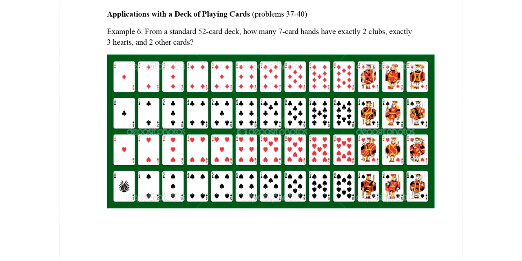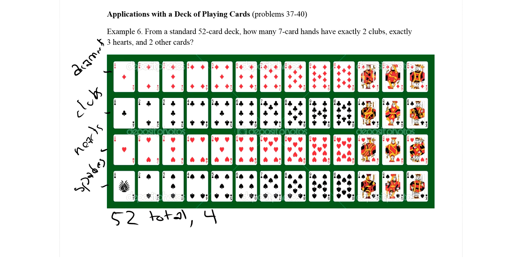Alright, super fun stuff. Example 6. Applications with a deck of playing cards. A deck of playing cards has 52 cards, 13 in each suit. We have 4 suits: diamonds, clubs, hearts, and spades. So we have 52 cards total, 4 suits, and then 13 cards in each suit.